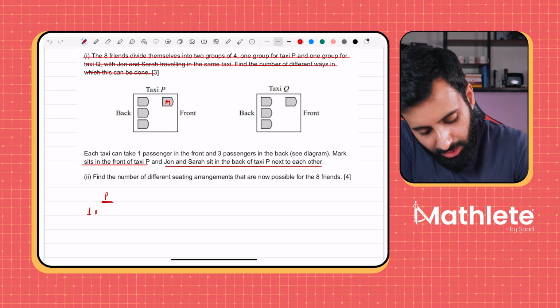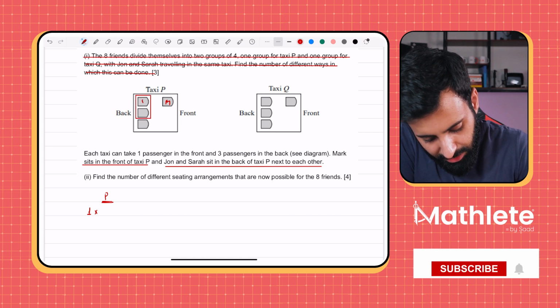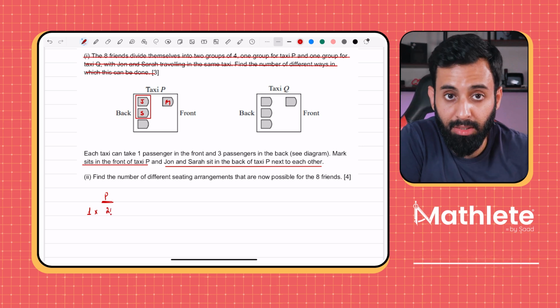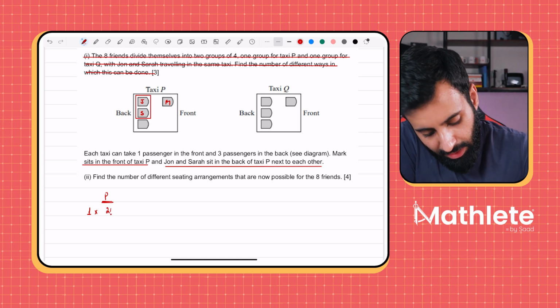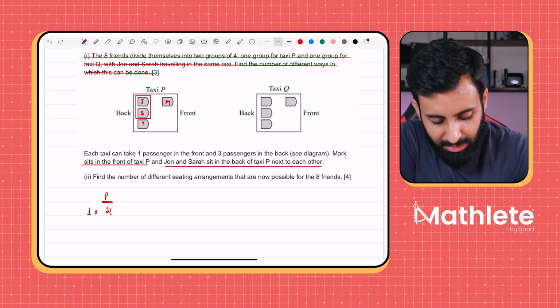Okay. Now let's talk about John and Sarah, who are going to sit together. Now, what do we do when 2 objects are to be kept together? They can shuffle amongst themselves. Okay, and if they want to shuffle amongst themselves, they can do that 2 factorial number of ways. Now, who's going to be the 4th passenger in taxi P?